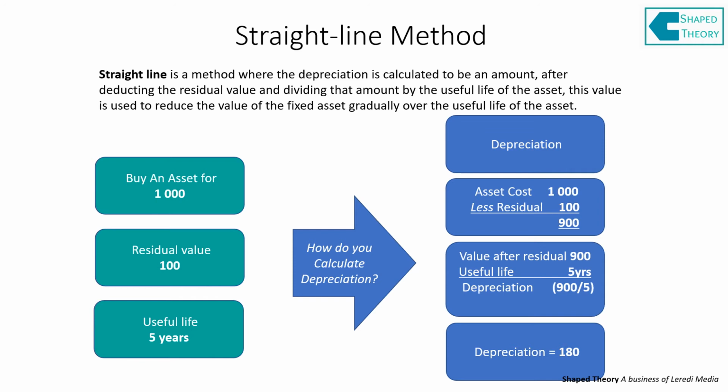If we happen to not have the salvage value or the residual value, then we will only use the cost of the asset and divide that cost of the asset by the useful life of this particular asset.